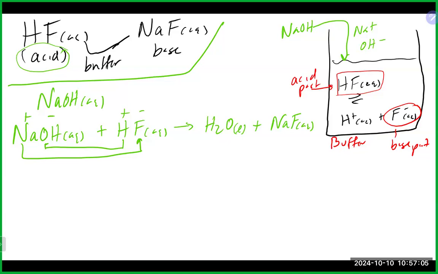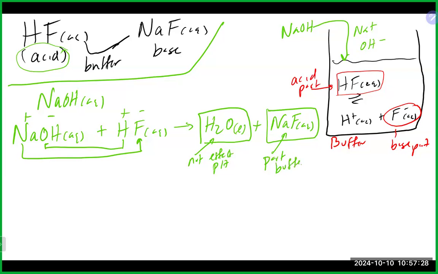So what's going to happen in this situation is we will make some water, which obviously will not affect the pH. We will also make some more sodium fluoride, which is there to begin with and part of the buffer. So in this case, my OH minus is going to go for a swim and find some of my H plus and make some water. And again, we're also going to put some more F minus into the solution, which will cause the equilibrium to go to the left a little bit as well.